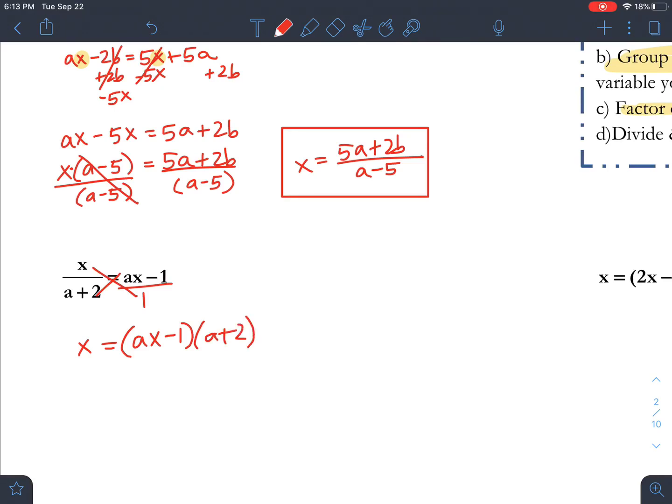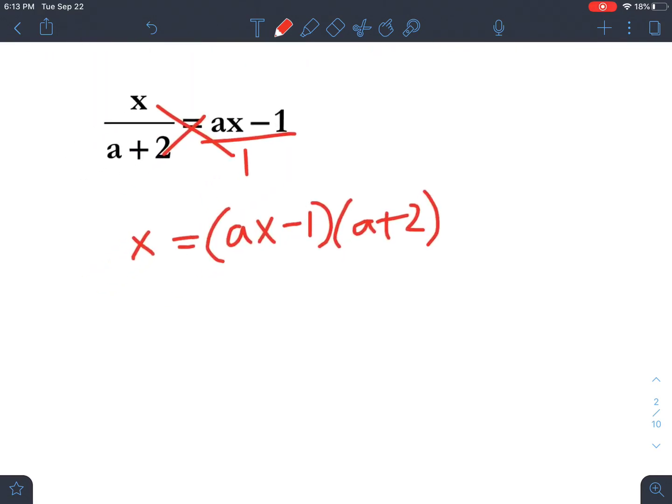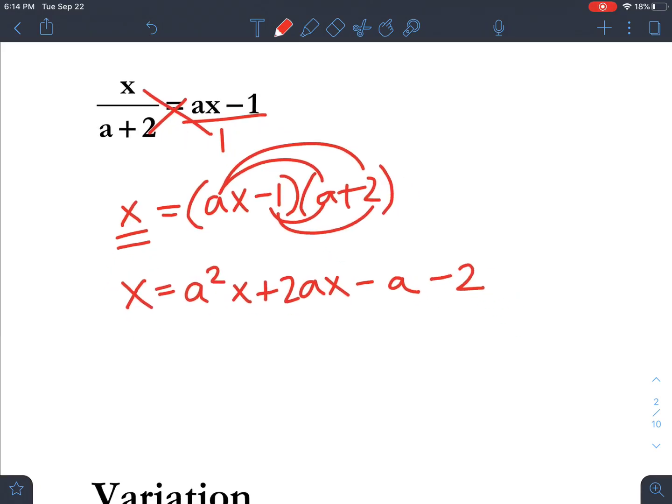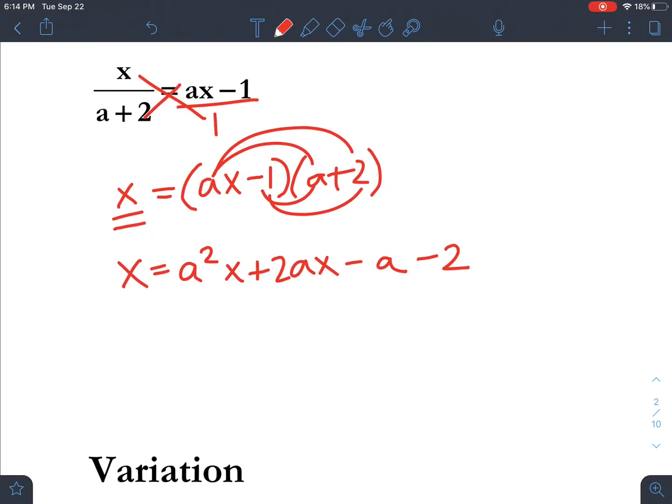So again, we're solving for x here. We want to distribute. In this case, we're going to end up foiling. And the reason we're not done, yes, we have x here, but look over here, guys. We still have an x hidden on the right side. So we've got to solve this out. Okay, so we get a squared x plus 2ax minus a minus 2. So I distribute.